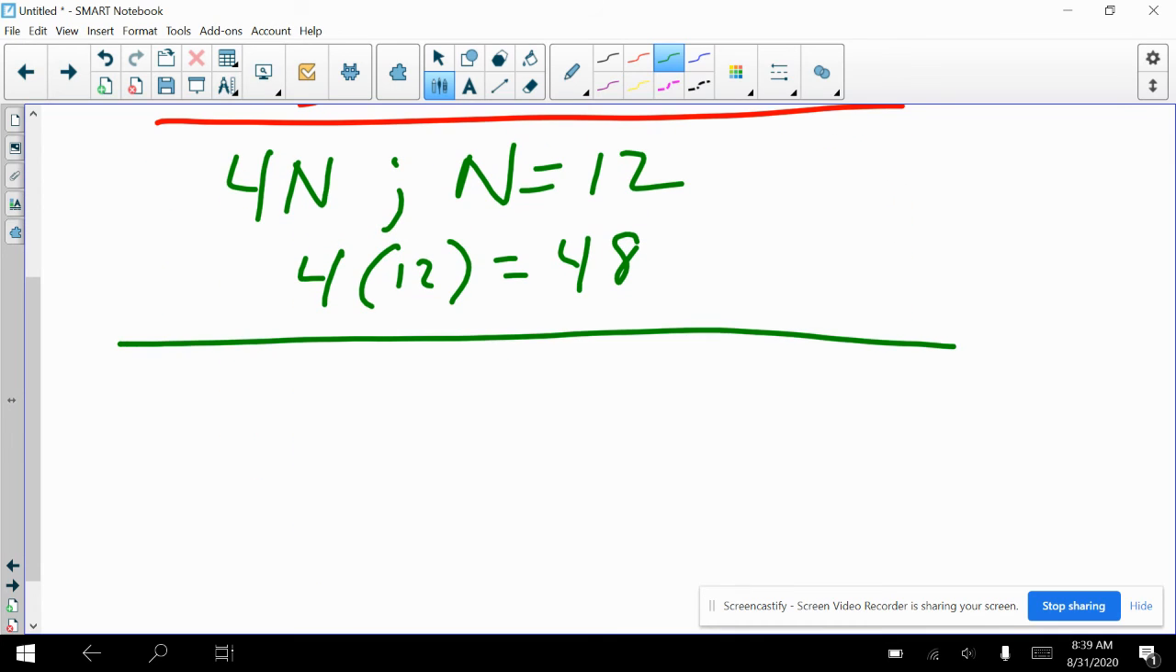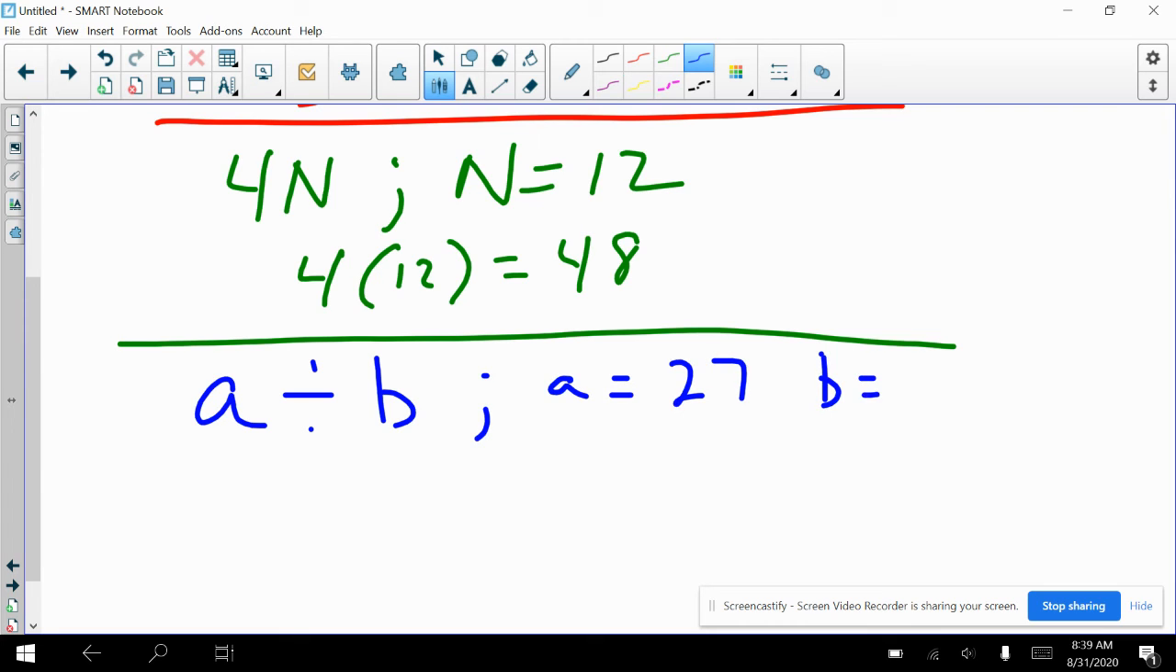Okay. Then you might get ones that look like this. What happens if you get an A divided by B? Uh-oh, there's no numbers, Mr. Fisher. I know, they got to give them to you. A is equal to 27. B is equal to 3. Should I dare ask? Which one is the divisor?